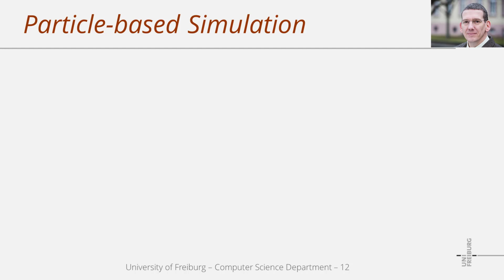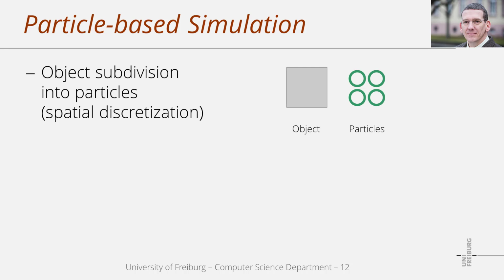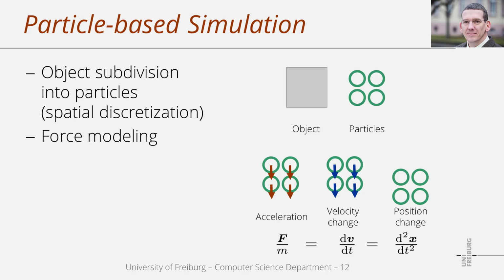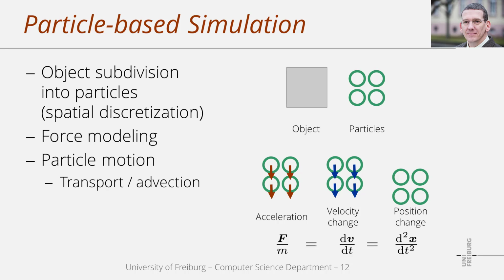Now here we have a summary of the general concept of particle-based simulations. We start with an object that we would like to simulate. This object is discretized into small volumes or particles. Then we implement forces that act at the particles. These forces change the velocities of the particles, and the velocities change the particle positions over time. We also say that the particles are advected with their velocity. Now these steps are performed over and over again, and we end up with a particle simulation.